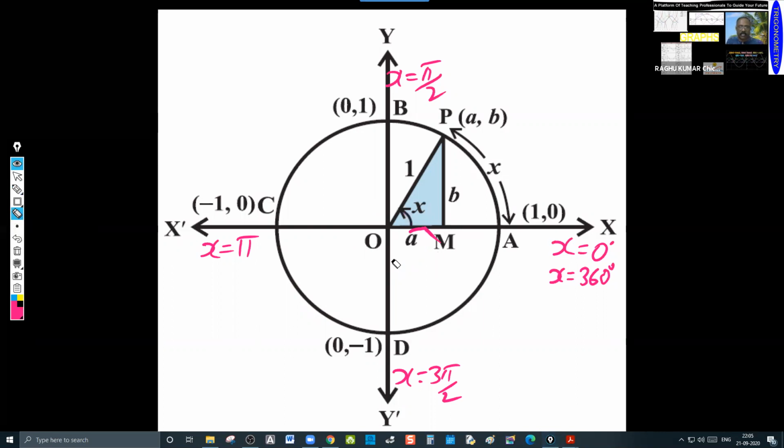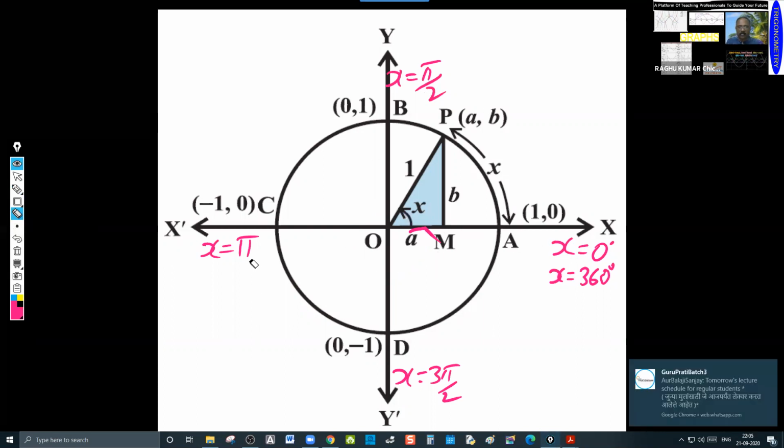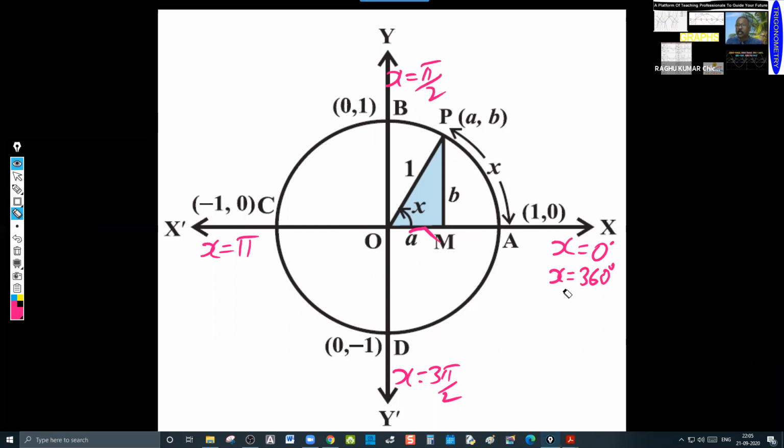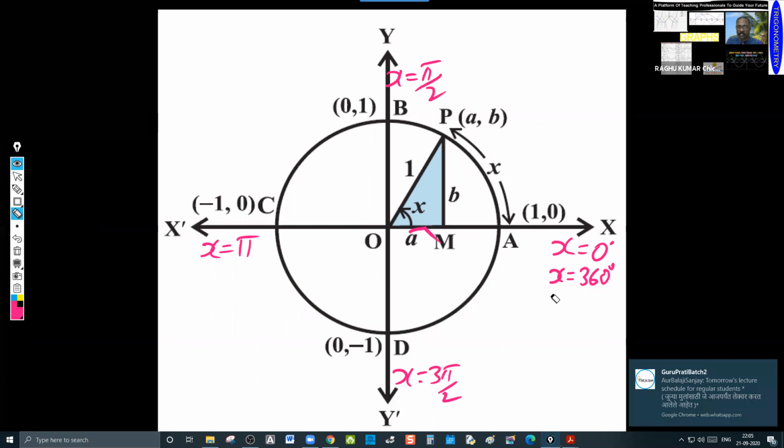Now these are called quadrant angles. What are the quadrant angles? 0 degrees, 90 degrees, 180 degrees, 270 degrees, 360 degrees are said to be quadrant angles.